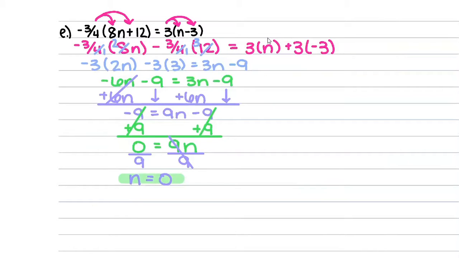So I distributed the negative 3/4 and the 3. From there, I moved over the 6n so my coefficient was positive. Did you have to do that? No. You could have moved the 3n over, and you would have gotten the same exact answer. From there, I moved my 9's over. They cancel out on both sides, so I have a 0 on one side, and that's equal to that 9n. Then we just divided by the 9 in front of the n and got that n was 0.